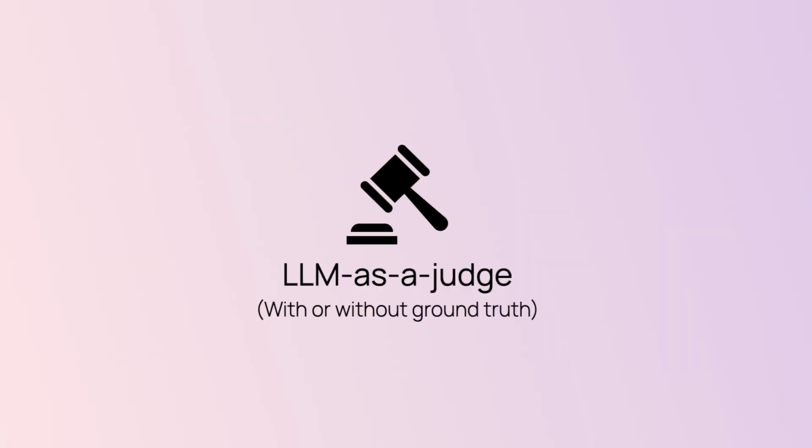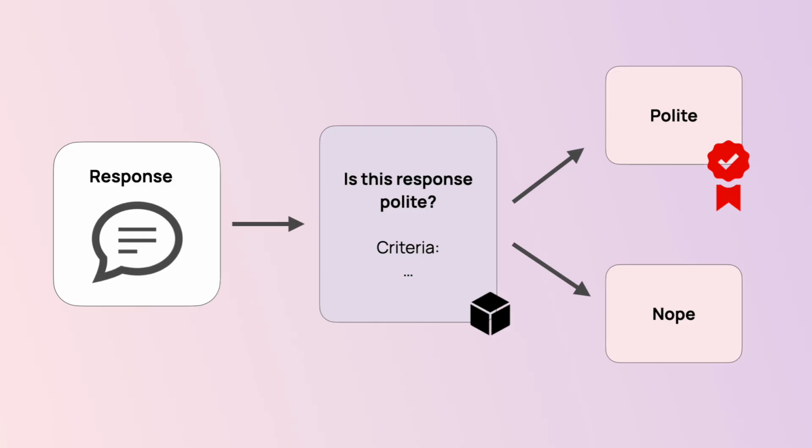Next is LLM-as-a-judge, a method where you use an LLM to evaluate your LLM outputs. This can work with or without ground truth. For example, you might ask the LLM, is this response polite, or does this address the question well? It is especially useful for nuanced or subjective tests. I know it may seem odd to have an LLM judge another LLM, but that's a very practical approach. We'll explore it in another video.